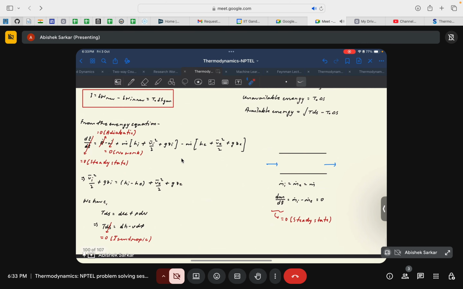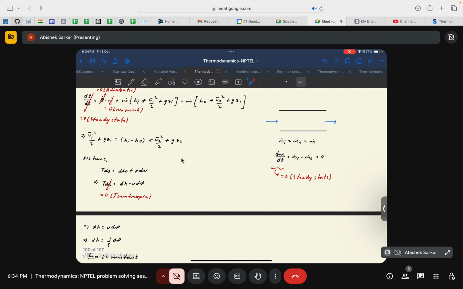So the terms that we are left with are given by this equation: Vi square by 2 plus g zi plus hi is equal to he plus Ve square by 2 plus g ze. Basically, all the terms are energy flux terms. If these were equated, then we can easily cancel out the m dot term, so we are left with this equation.